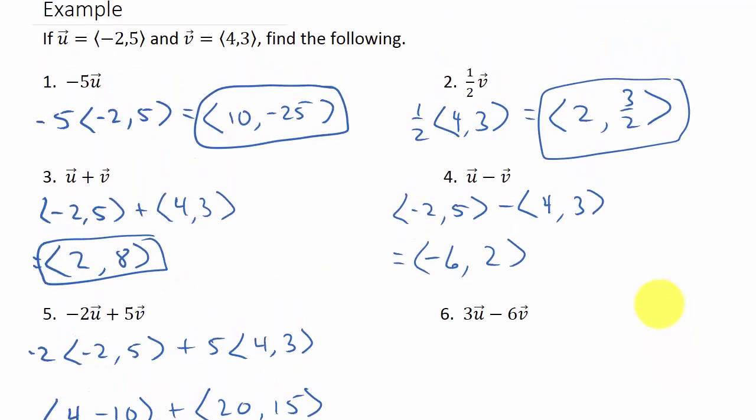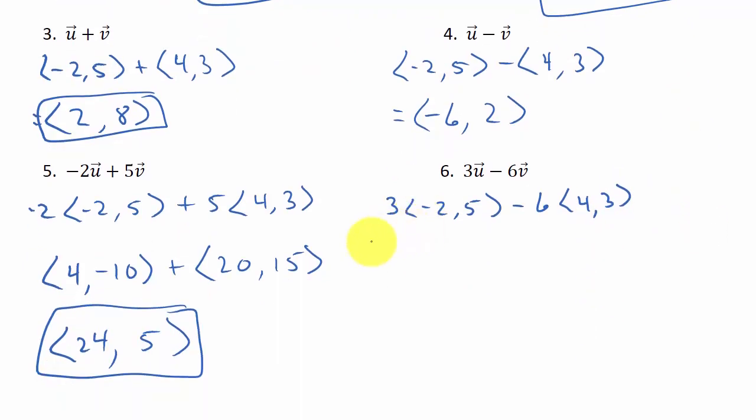And the last one, let's see, we've got 3 times vector u, which is negative 2, 5, minus 6 times vector v, 4, 3. Alright, so I'm going to multiply each by the scalar. So that's negative 6, 15. Now, this is where you want to be careful.